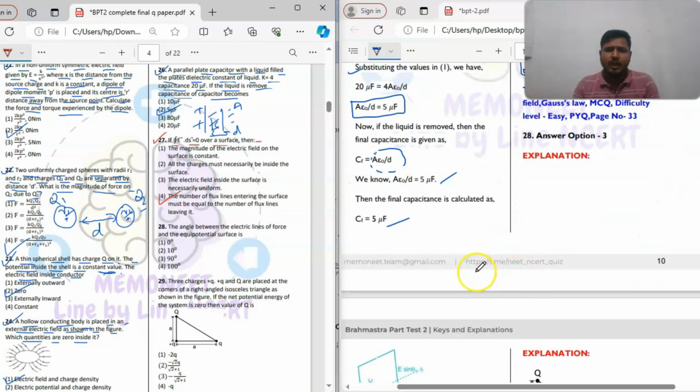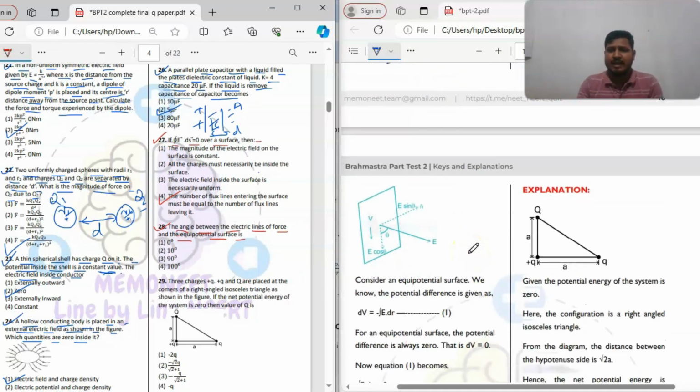Now question number 28. The question is that the angle between the electric lines of force and the equipotential surface is. We have to find the angle between the electric lines of force and the equipotential surface. So before solving this one, you must know what an equipotential surface is and what the properties of an equipotential surface are. You should know this idea. After that you can solve this one.